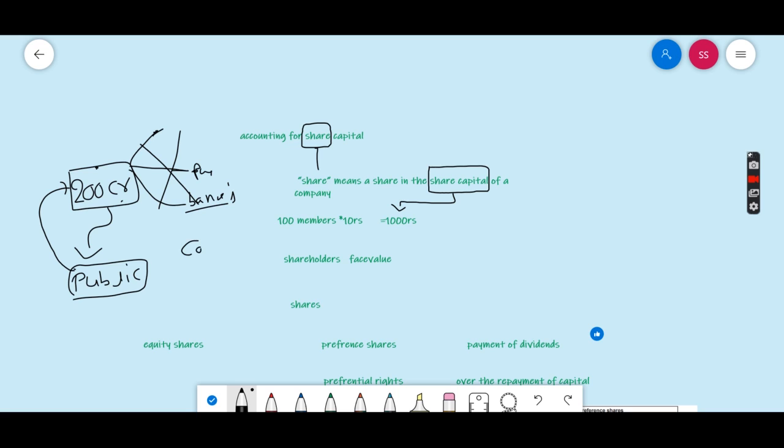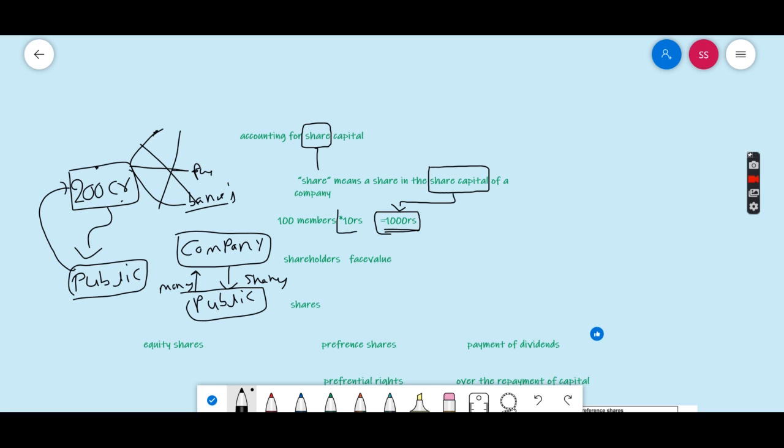So this is your company and this is the public. And to the public you will give the shares, and the public will give you the money. Let's just say for example you want 1000 rupees, right? This 1000 rupees, we can call it share capital. And this 10 rupees is the face value of each share.